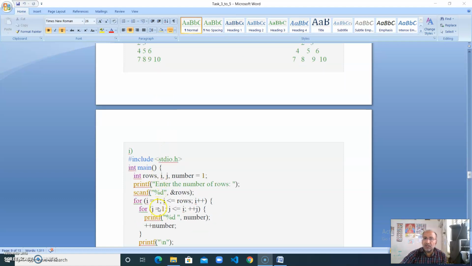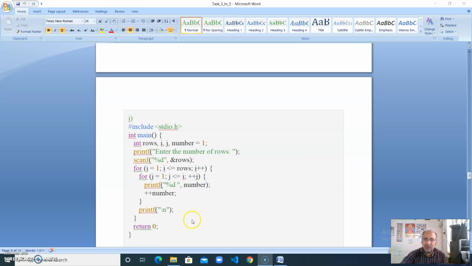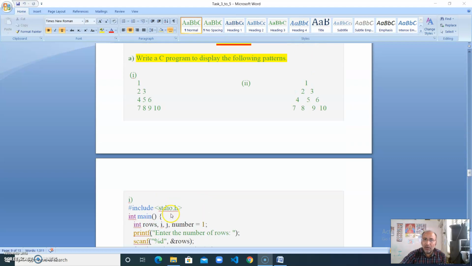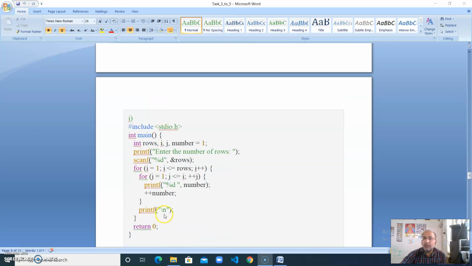Understood? For j equals 1, j less than or equal to i, j plus plus. printf %d, number, number plus plus. After completion of the inner for loop, printf backslash n. Why is it using the backslash n? That means after printing 1, 2, 3, 4, 5, 6, we want to go to the next line. For that, printf backslash n. After completion of the inner for loop, it goes to the outer for loop.